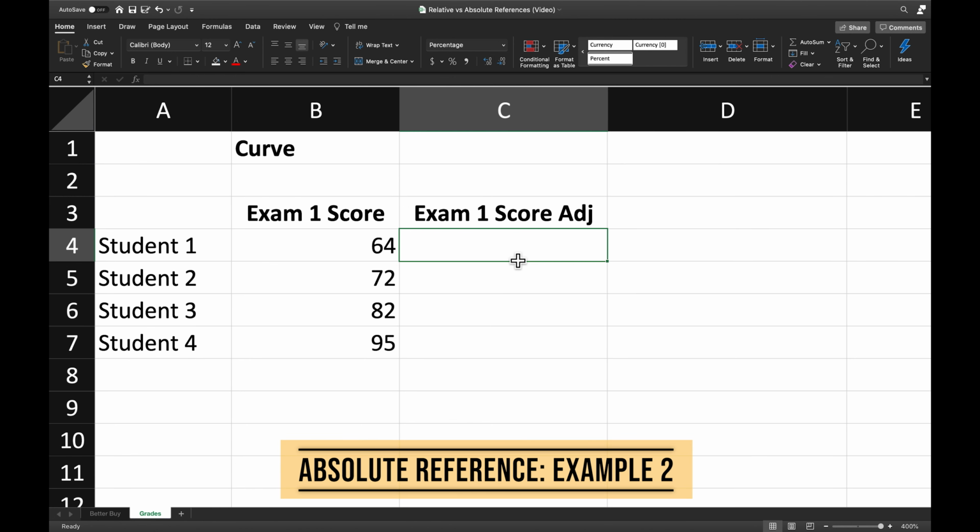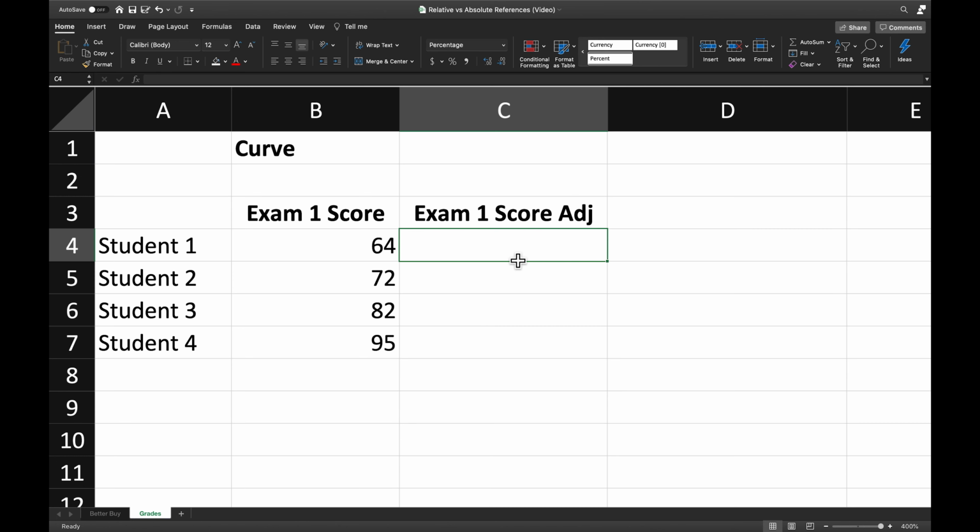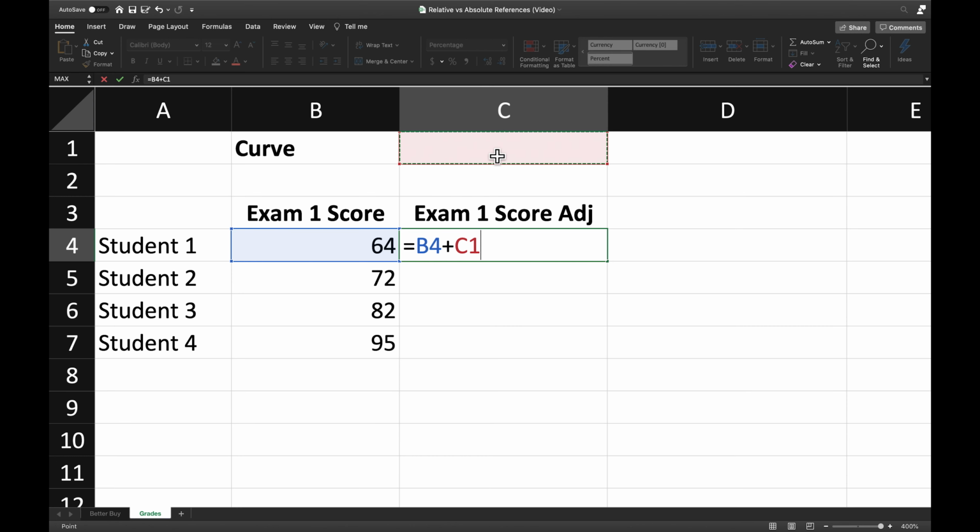In this scenario, the professor would like to curve students' exam 1 scores. He doesn't know how much to curve it yet. Curving in this case is just adding more points. We're going to put in how much we're going to curve by in C1 later, but right now we can just set it up. Exam 1 score plus cell C1, which is blank right now. Now remember to lock it because you don't want this reference cell to move down.